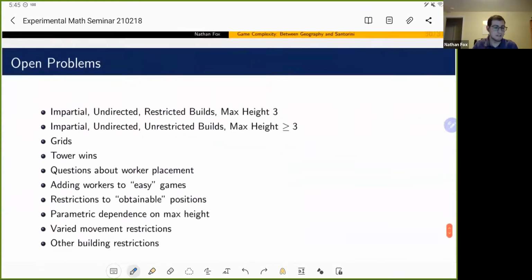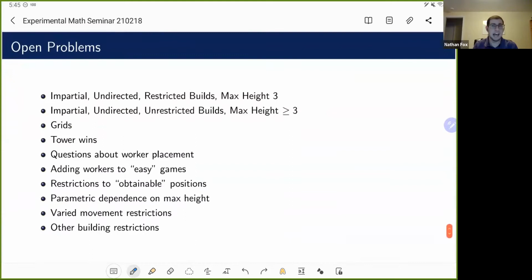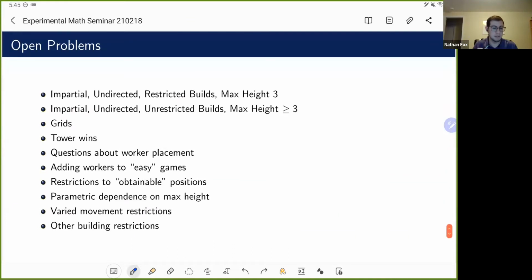All right, so to end, there's a lot of open problems. And of course, you can add whatever open problem you might be thinking of that's not on this list to this list, because you can really vary any rules you want or any other things you want here. And I sort of listed these in order of my interest or order of how I feel are important. And the thing I'm most interested in resolving is, what is the truth for impartial, undirected, restricted builds with max height 3? Because that's that case where we know it's easy for 2 and hard for 4.